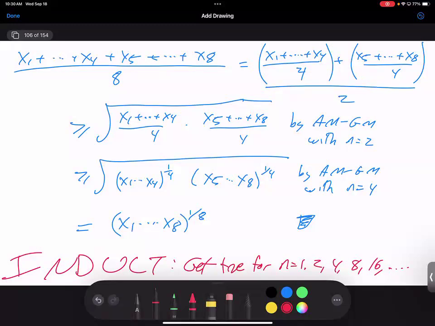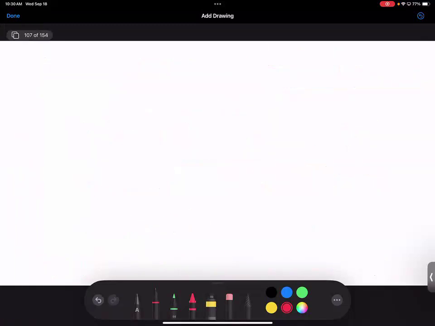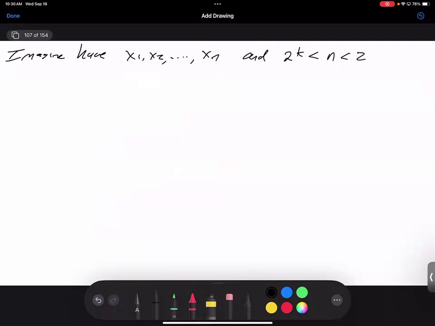We know the arithmetic mean, geometric mean inequality whenever we have a power of 2. So now imagine you have x1, x2, dot, dot, dot, xn, and I'll say 2 to the k is less than n is less than 2 to the k. Now, clearly that's wrong. Right? I either have to have it's less than 2 to the k plus 1, or it's greater than 2 to the k minus 1. One of those numbers can be k. Do you want k to be the lower bound? I'm going to choose the first thing greater than that.